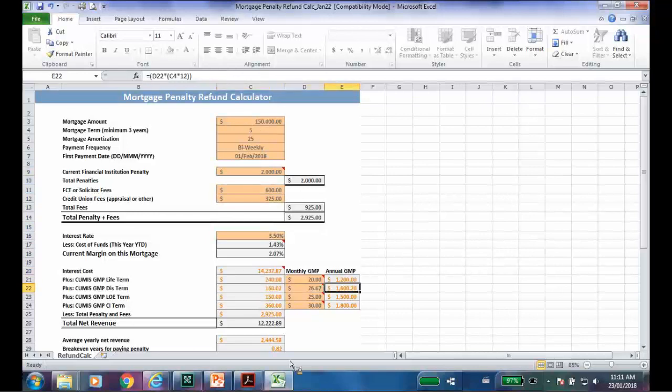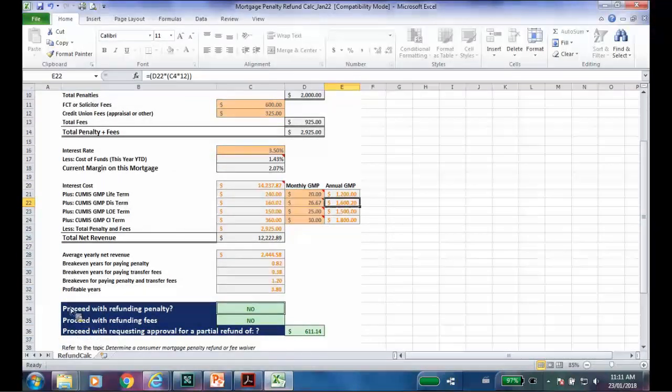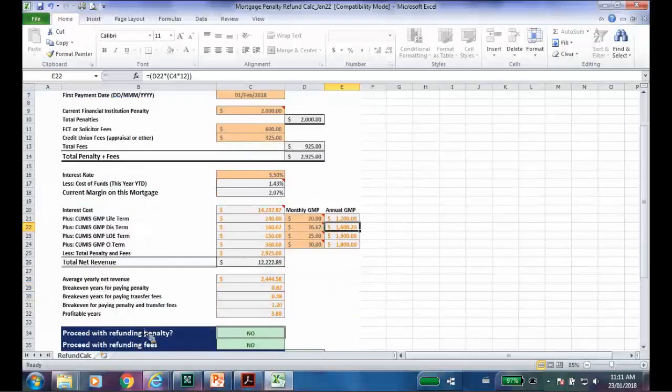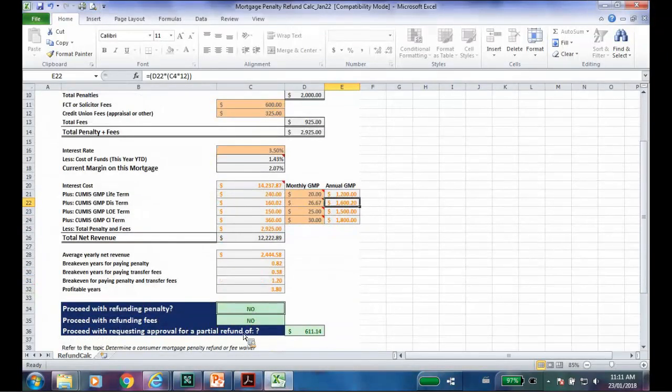GMP, leave it the same as well. So you'll see here that it says proceed with refunding penalty. Answer is no in this situation, likely because it is a smaller mortgage. Proceed with refunding the fees. In this situation, we also wouldn't refund any of the fees.